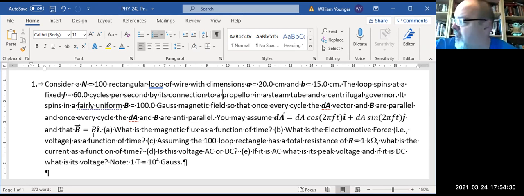So I'm going to write down all the data that I've been given. I've been given that N is equal to 100. A is equal to 20.0 centimeters. B is equal to 15.0 centimeters. I've also got that f is equal to 60 hertz. I've got the magnetic field B is equal to 100 Gauss. I've got dA, which I already know, and I also know R is equal to 1 kilo ohm. I guess I could put the fact that 1 Tesla is equal to 10 to the 4th Gauss. But I know everything else, so I think that'll work just fine.